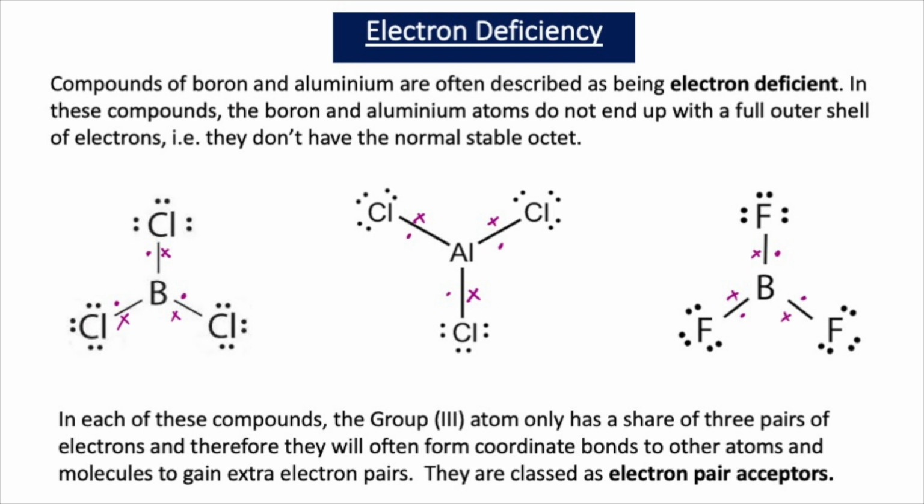So these group 3 compounds are said to be electron deficient, and they only have a share of 3 pairs of electrons, and therefore they will often form coordinate bonds to other atoms and molecules to gain extra electron pairs. They are classed as electron pair acceptors. If we were studying organic chemistry, we would refer to them as being electrophiles because they'd be electron pair acceptors. But in inorganic chemistry, we refer to them just as being electron pair acceptors.